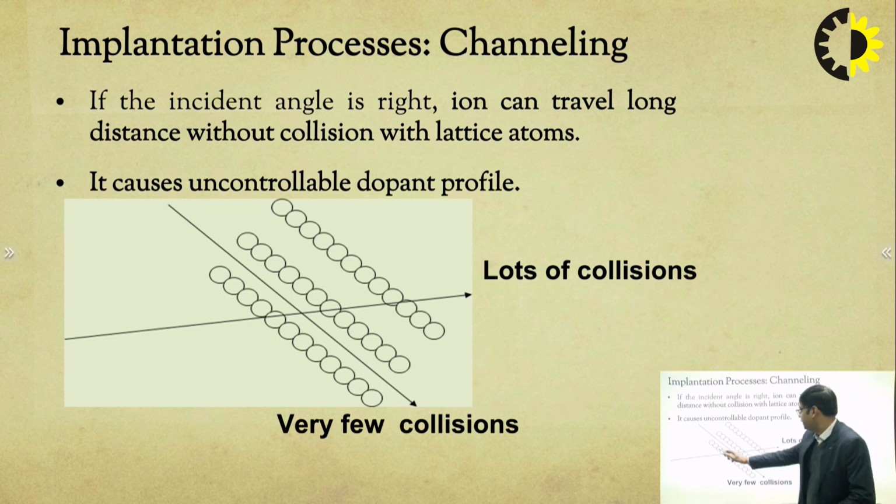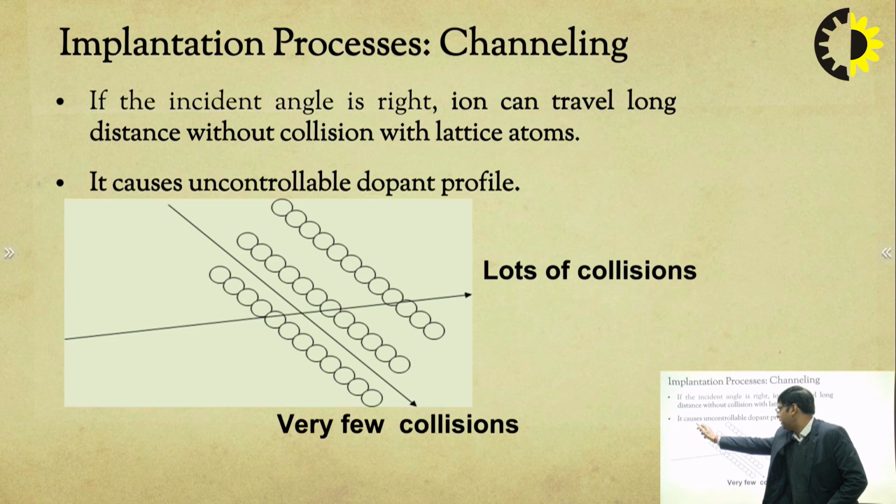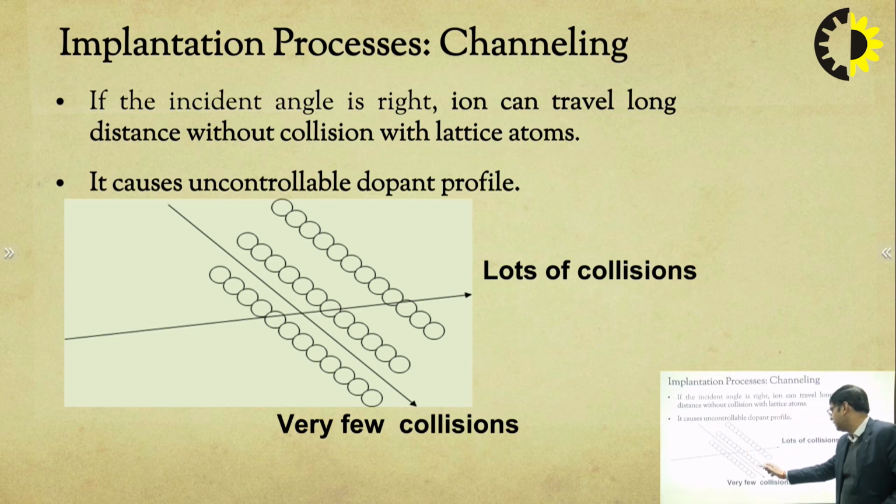Whereas if we are entering our dopant ions through this angle, then we can see there is no collision. There is no host silicon atom in its path. So this is known as channeling, and it is of course undesirable, because our doping profile will change due to the channeling effect.